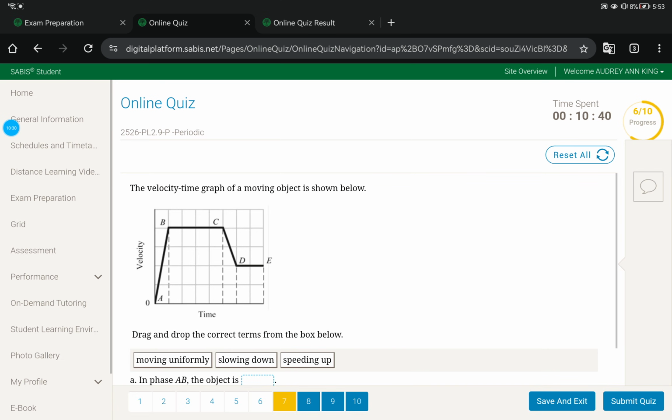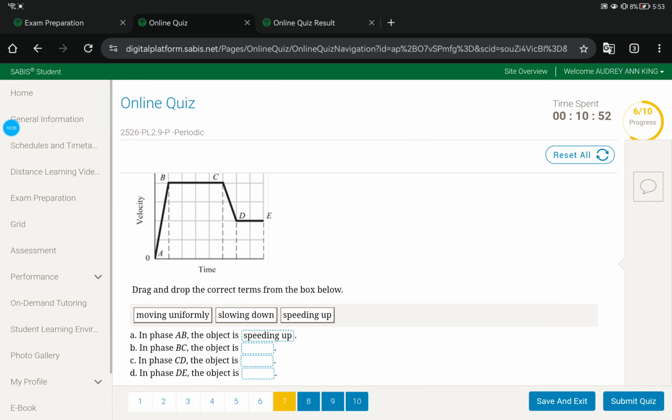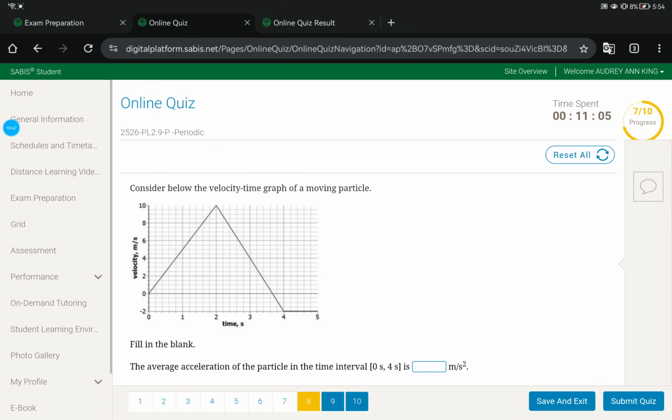In phase AB, the object is going upward, meaning it is speeding up. In BC, it is in a straight line, so it's moving uniformly. CD, it's moving downward, so it's slowing down. And in DE, it is moving uniformly because it's in a straight line.